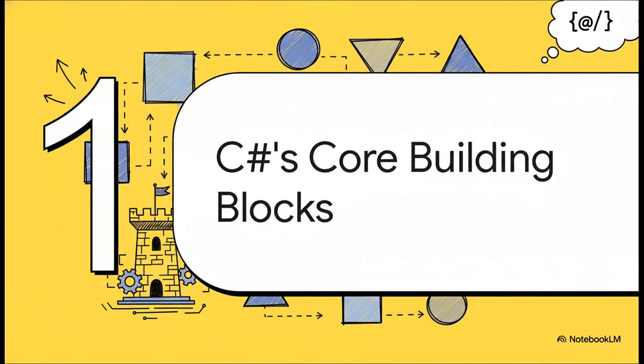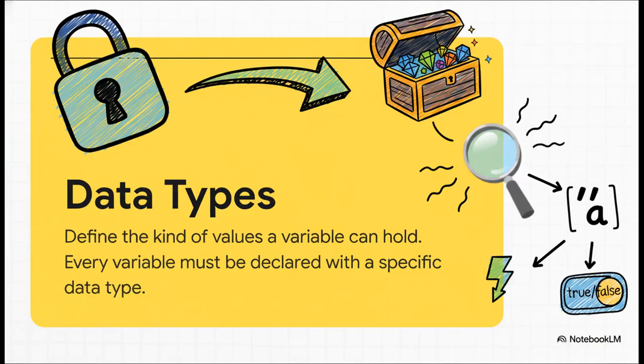All right, let's dive in with C#'s core building blocks. Every massive, complex application you've ever used is built on a solid foundation of these fundamentals, so let's make sure we've got them down cold. At the very bottom of it all, we have data types. They're the rules that define what kind of information a variable can even hold. And since C# is what we call a strongly typed language, you've got to be specific. You can't just throw any old value into a variable. You have to declare its type from the get-go.